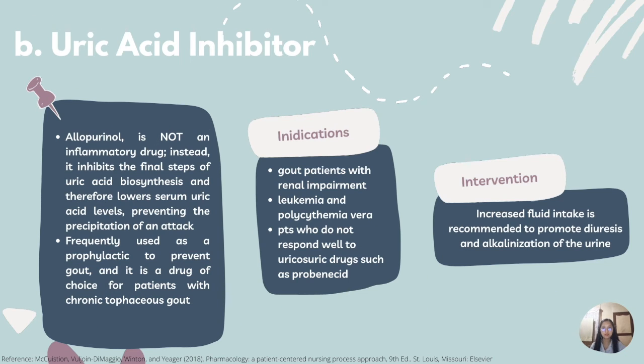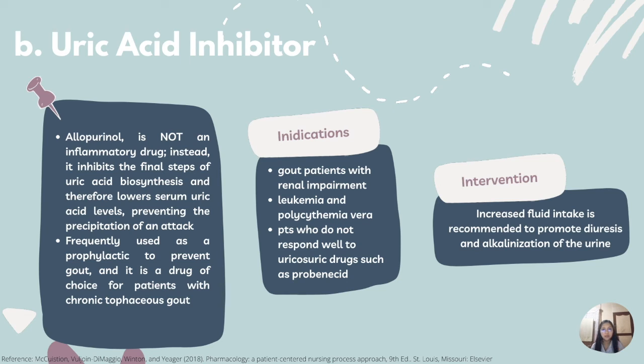Next are the uric acid biosynthesis inhibitors. Allopurinol, which was first marketed in 1963, is not an anti-inflammatory drug. Instead, it inhibits the final steps of uric acid biosynthesis and therefore lowers serum uric acid levels, which then prevents the precipitation of an attack. This drug is frequently used as a prophylactic to prevent gout, and it is a drug of choice for patients with chronic tophaceous gout.